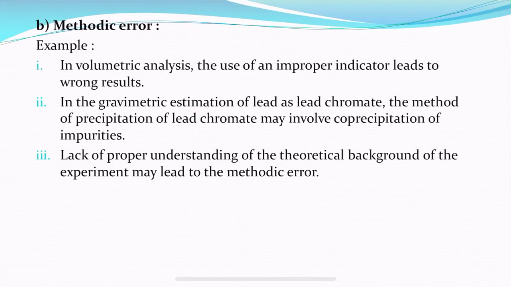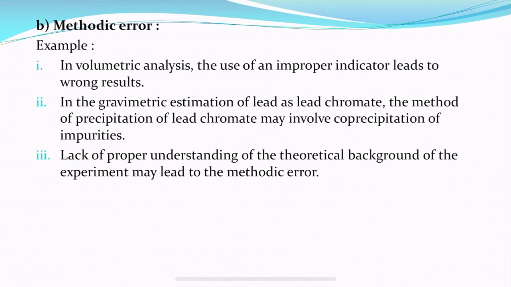Okay, so these methodic errors are introduced by adopting defective means. If we employ wrong or undesired experimental methods, then methodic errors will be introduced. Another example is in the gravimetric estimation of lead as lead chromate. The method of precipitation of lead chromate may involve co-precipitation of impurities. And the third example is that a lack of proper understanding of the theoretical background of the experiment may also lead to methodic error.